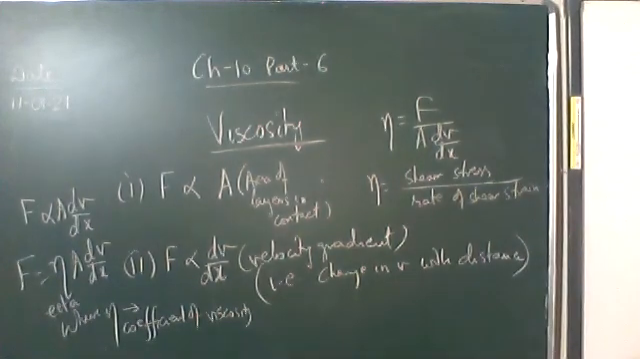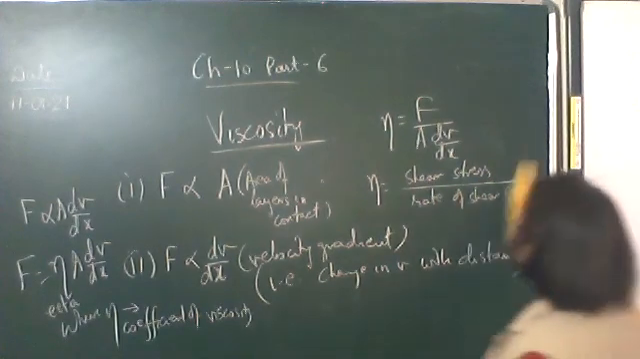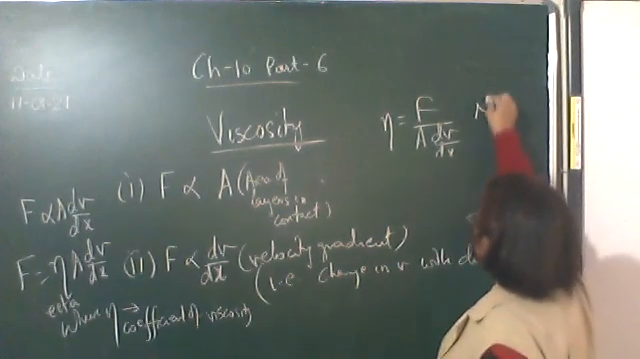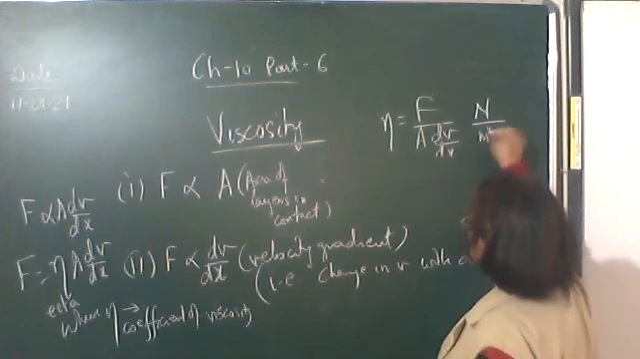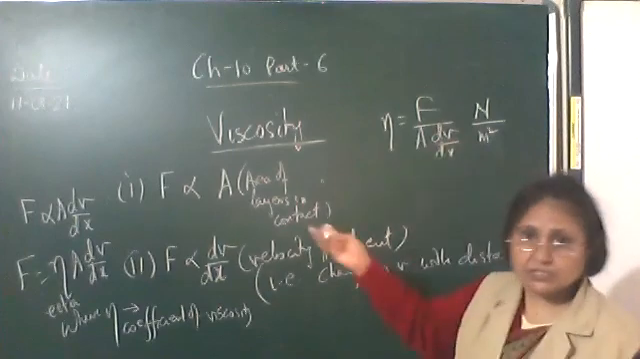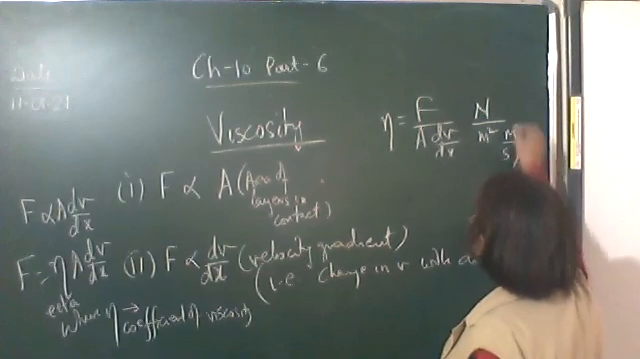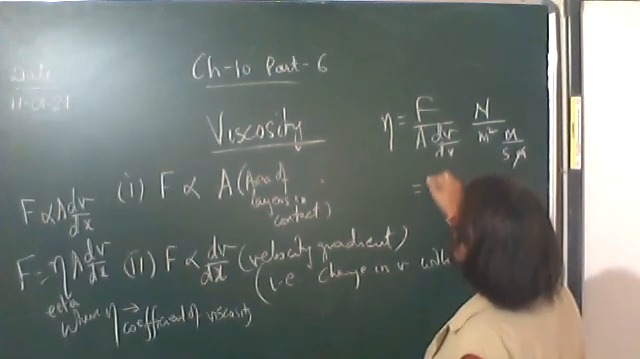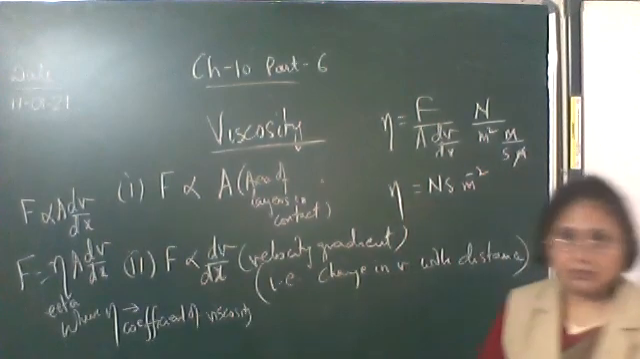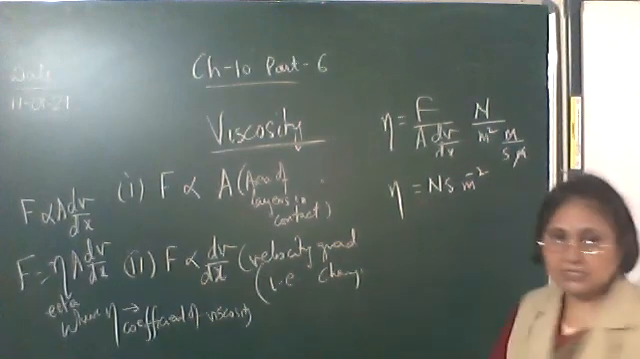Has everyone found the expression? SI unit: force has the unit Newton, area meter square, dv is the change in velocity with unit meter per second, and dx is meter, so meter cancels out. So its unit is Newton second per meter square, that is Newton into second, meter raised to the power minus 2.